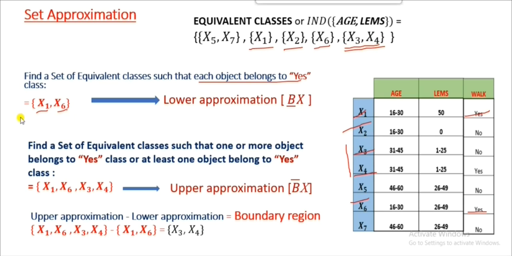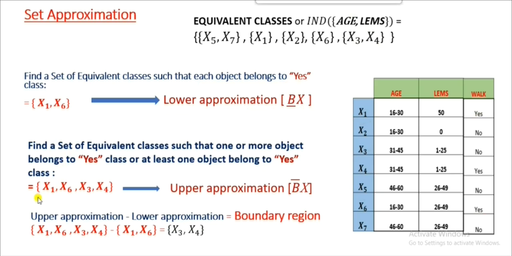The set formed in this manner is called the lower approximation, and it is denoted as B lower bar X. Here B represents the set of conditional attributes, age and lams, and X represents the objects belonging to the yes class.